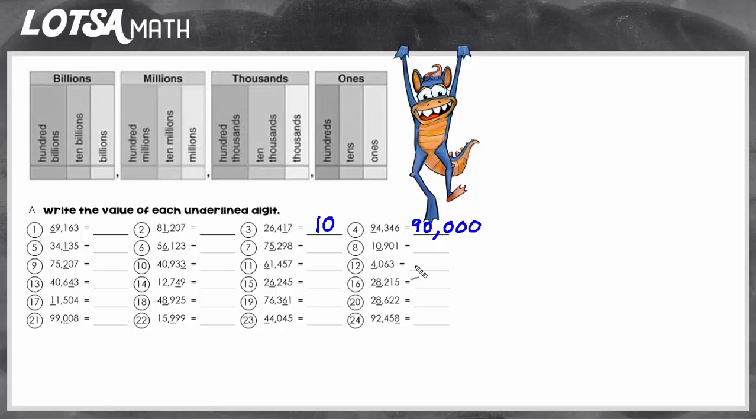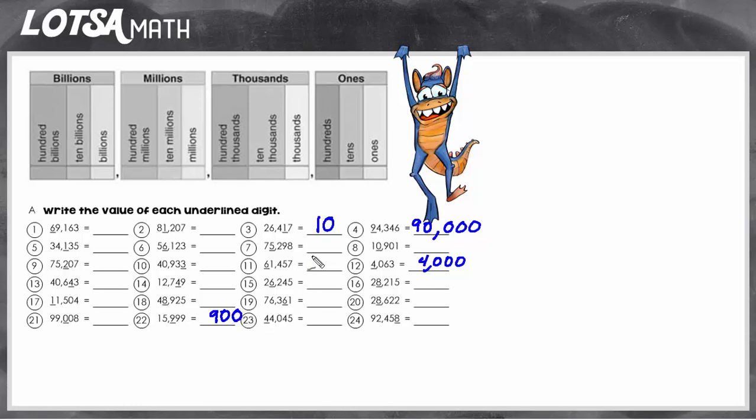Let's look at number 12. In this problem, we have a 4 in the thousands place. So this 4 actually represents 4 thousands, and the value of 4 thousands is 4,000. Let's look at number 22. We have a 9, but this time it's in the hundreds place. So that represents 9 hundreds, or a value of 900.